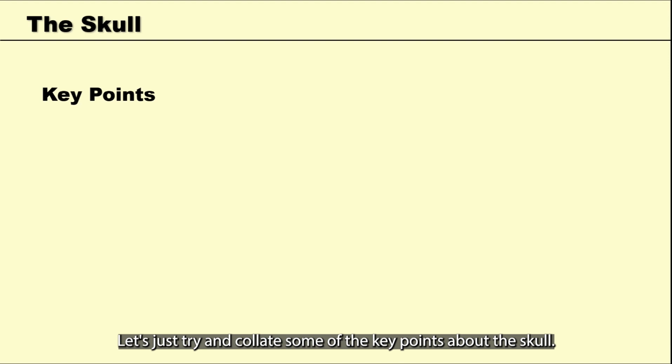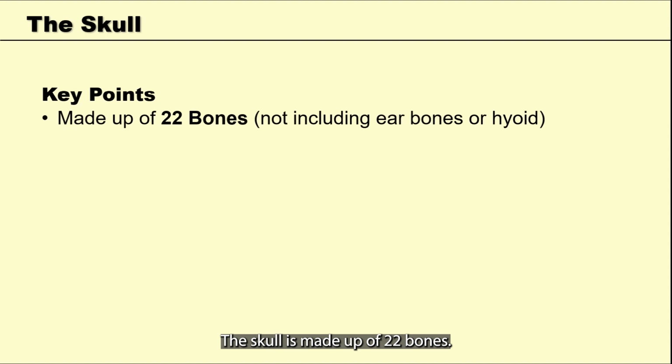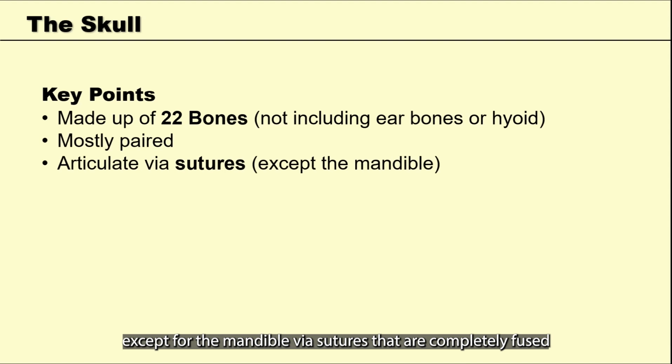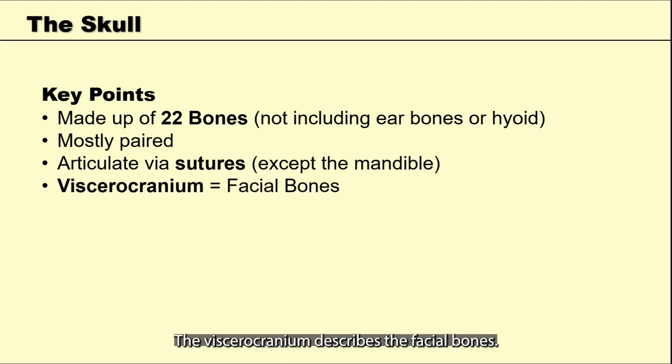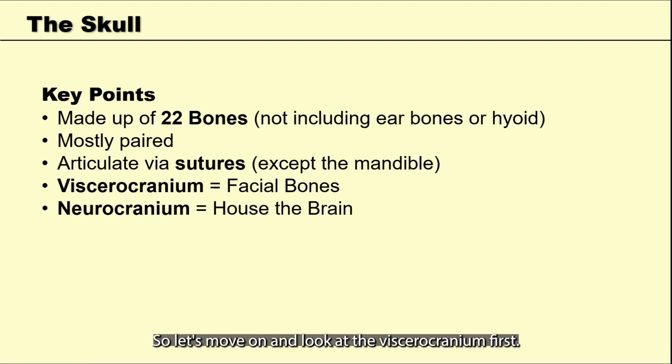Let's just try and collate some of the key points about the skull. The skull is made up of 22 bones. Most of these are paired, i.e. they're formed in twos. They articulate, connect, except for the mandible, via sutures that are completely fused when we are about 18 months old. The viscerocranium describes the facial bones. And finally, the neurocranium describes the bones that house our brain. So let's move on and look at the viscerocranium first.